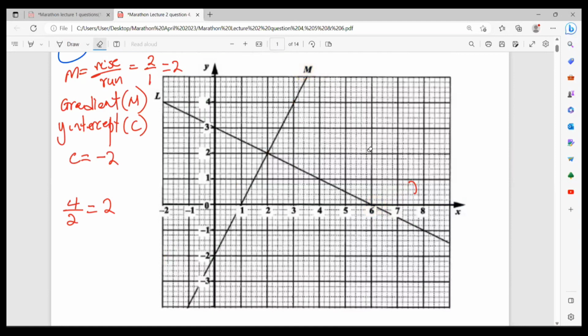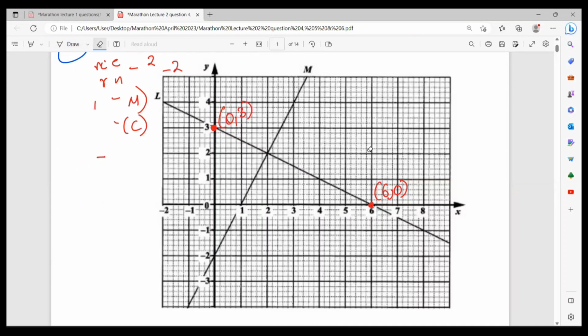All right. So for line L, you can calculate it if you want. Let us look at a calculation method, please. So this was 6, 0 here. And you will know that this is 0, 3 here. So let me do another method now. We're not counting.